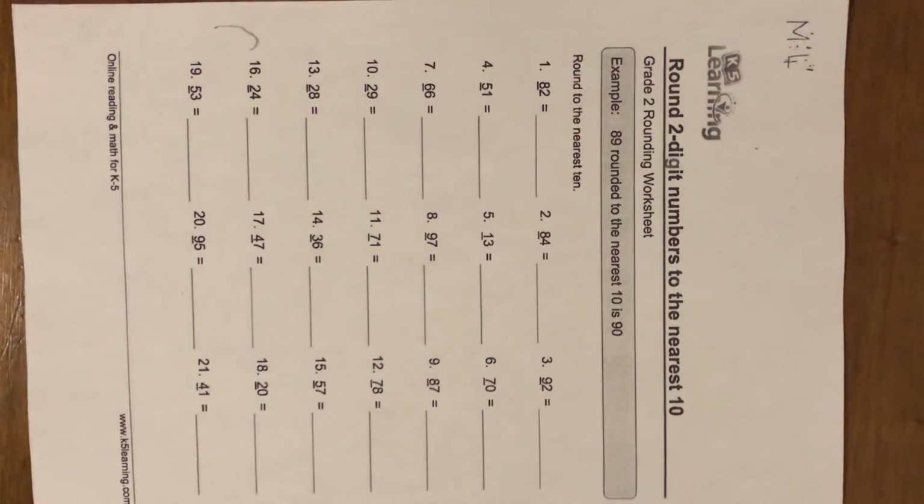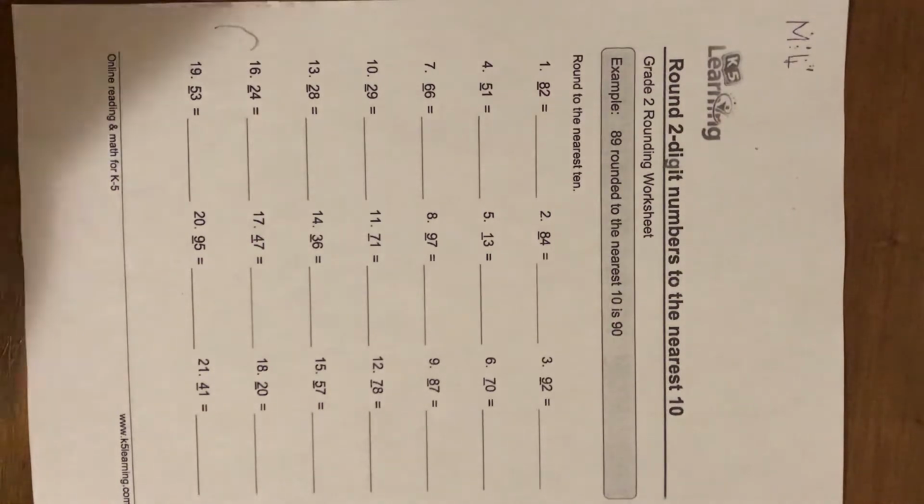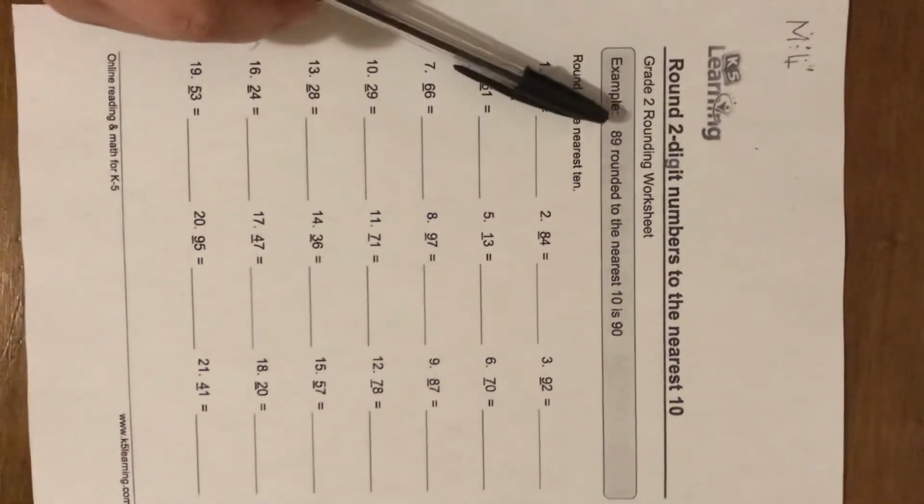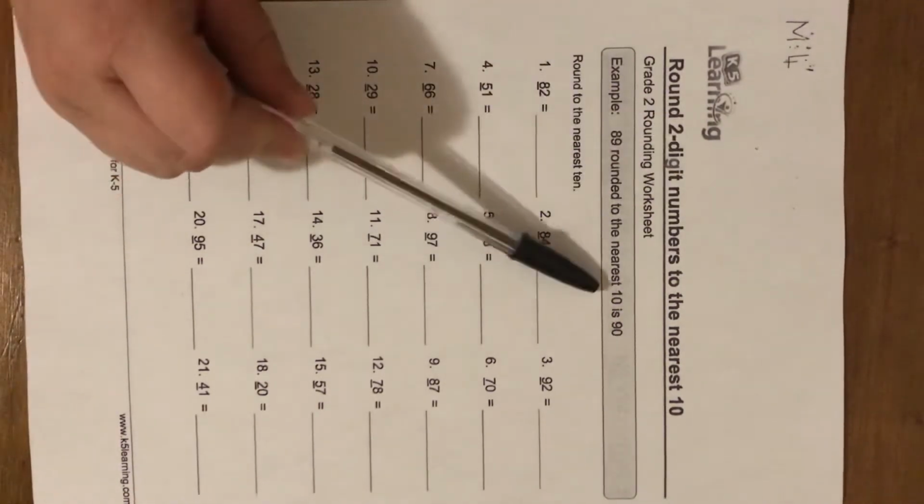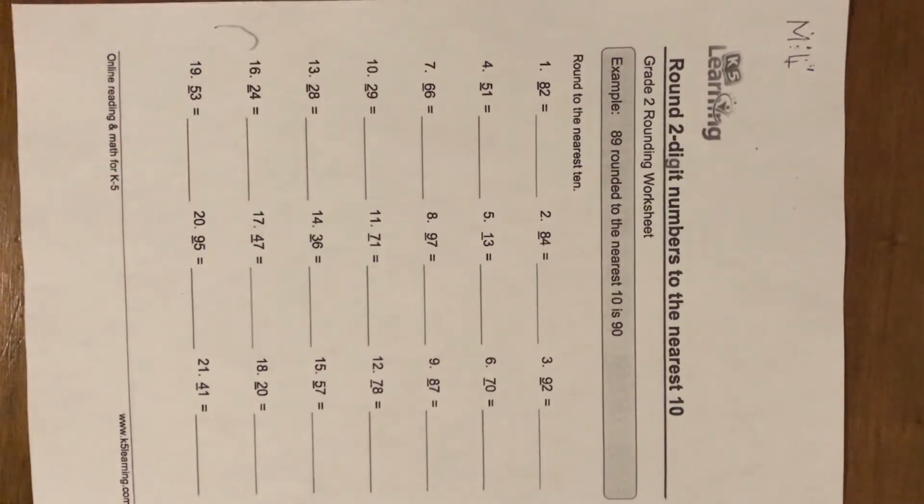Alright, grade 2. For our maths today, we are doing another rounding off exercise. Now, here they give you an example. They say that 89 rounded to the nearest 10 is 90. Why do they say that?